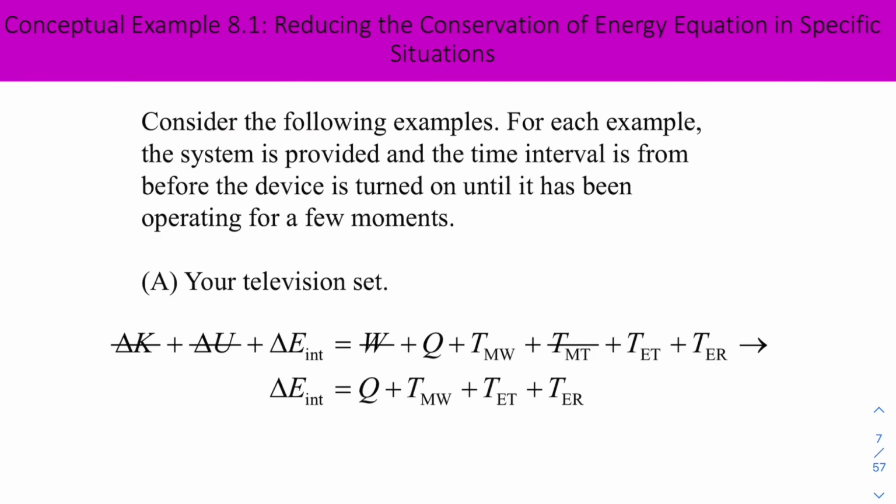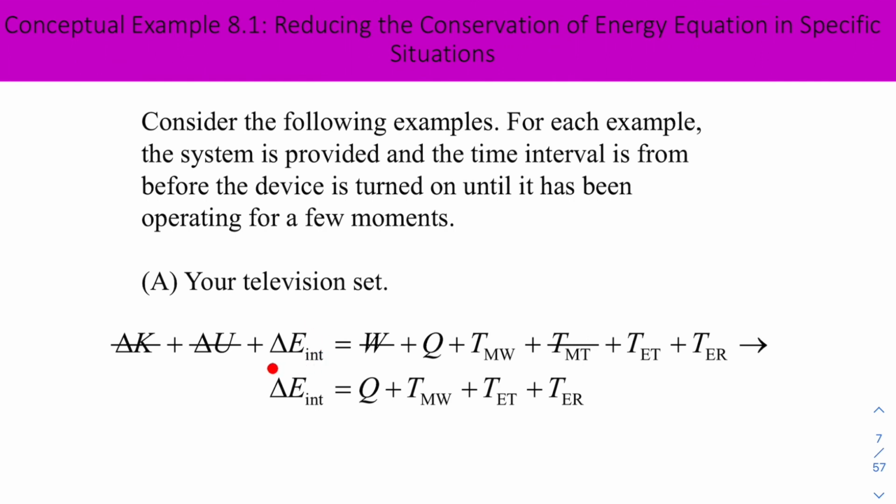Okay, so let's take a look at how to do this. Consider the following examples. For each example, the system is provided and the time interval is from before the device is turned on until it has been operating for a few moments. If we're talking about our television set, we don't have a change in potential energy. We also don't have a change in kinetic energy. Our TV is not moving or having a change in height.